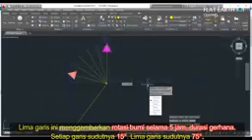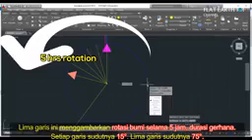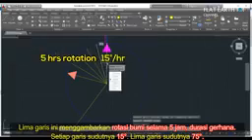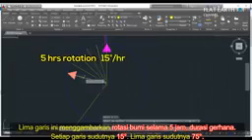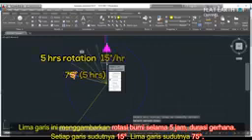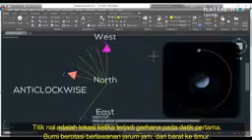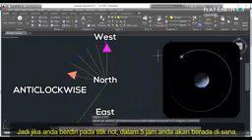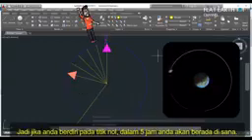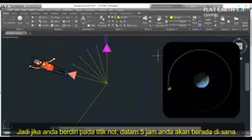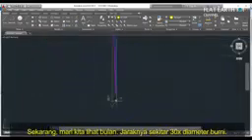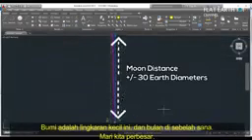These 5 lines represent the Earth's rotation for 5 hours, the eclipse duration. Each line represents 15 degrees. 5 lines equal to 75 degrees. The 0 point represents the first second of the eclipse. The Earth rotates anticlockwise from west to east. So if you are standing over here at 0 point, in 5 hours you will be over there. Now let's go to the Moon. It's 30 Earth diameters away. The Earth is a small circle over here and the Moon is over there.